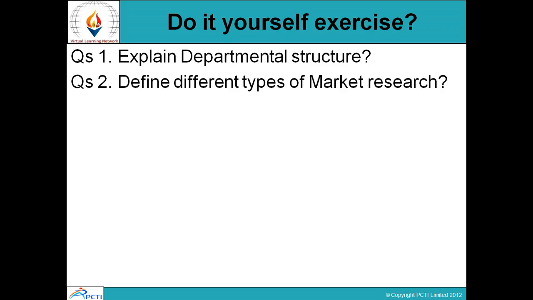So before we end, there is a do-it-yourself exercise. In the first part of this exercise, you have to explain the departmental structure. In the second question, you have to define the different types of market research. With this we are going to finish this session.